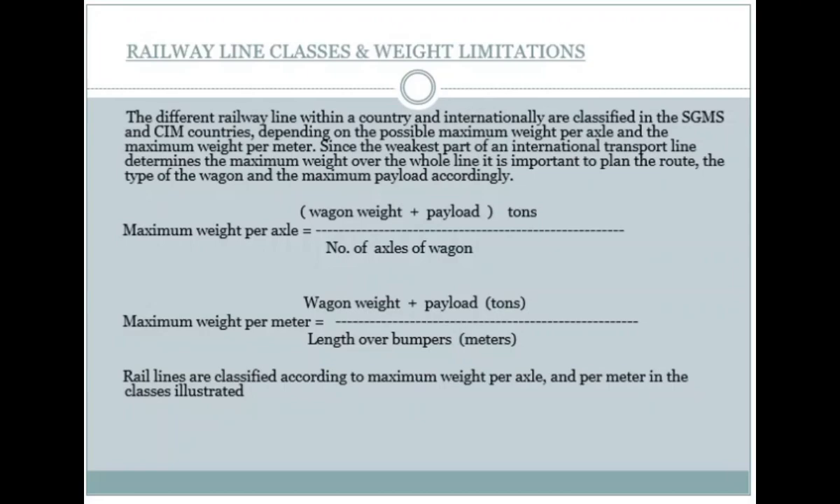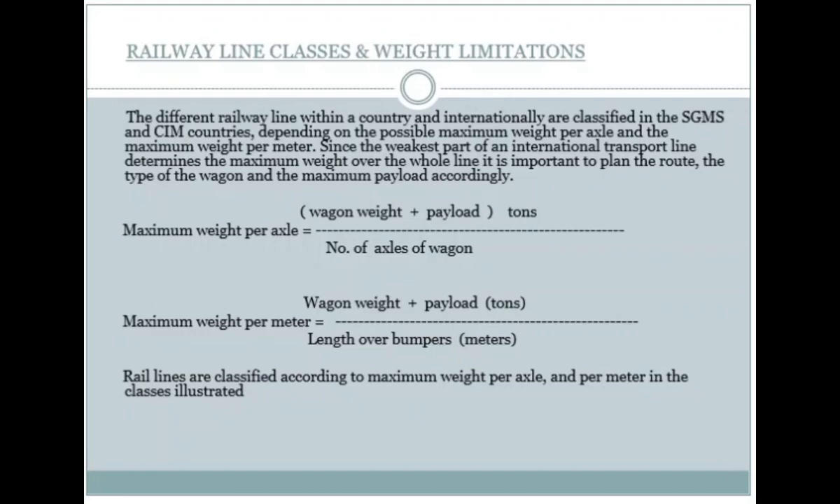The mathematical formula for calculating the maximum weight per axle is indicated here. It is the sum total of the wagon weight. Remember, the wagon itself has weight, and when you add the payload, that is the weight of the cargo that you put into the wagon, and divide it by the number of axles on the wagon, which may typically be 2 or 4, that will give you the maximum weight per axle.